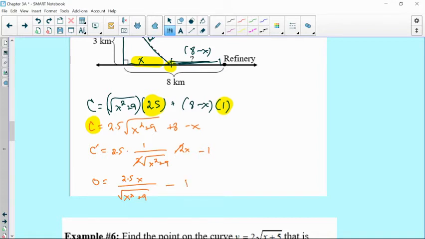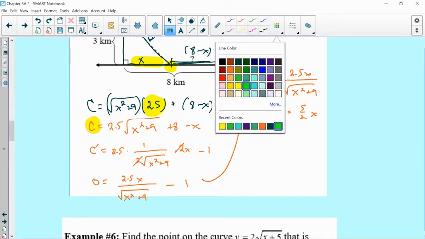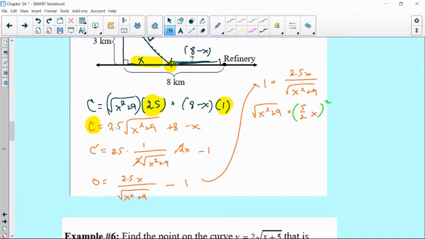Now, this function is never undefined, because the square root is always positive. So when we solve this, we add the 1 over, so we get 2.5x over the square root of x squared plus 9, equal to 1. Multiply that across, and 2.5 is 5 over 2, so 5 over 2 x, if that's okay. Let's square both sides, because squaring both sides will eliminate the square root.